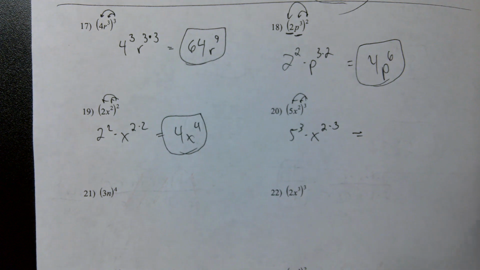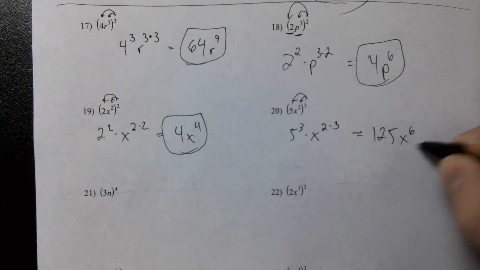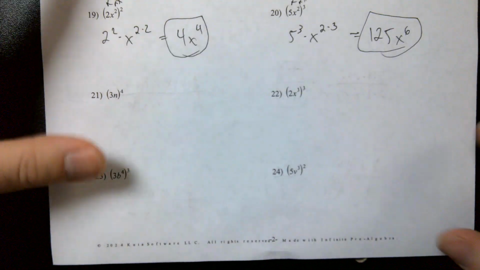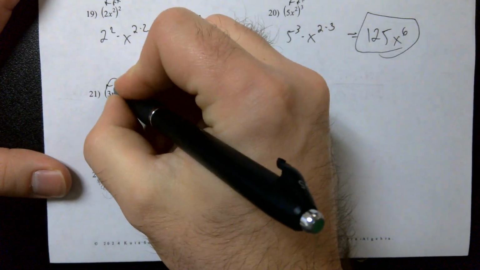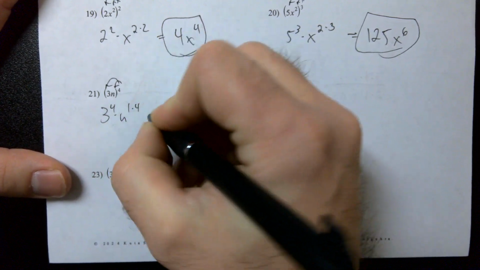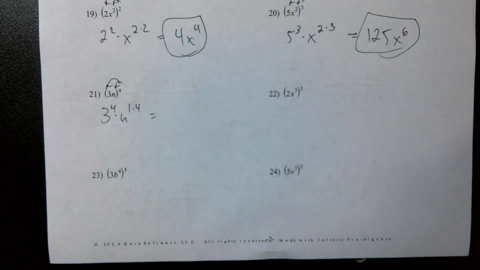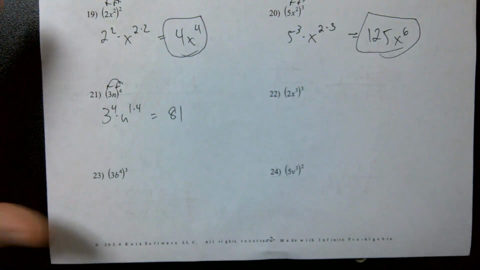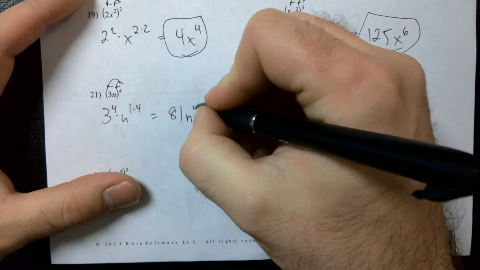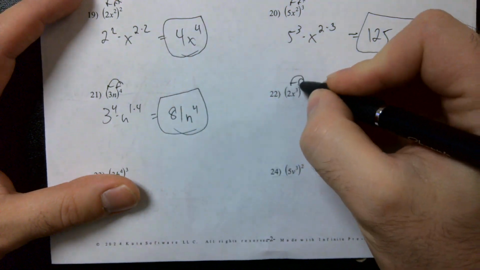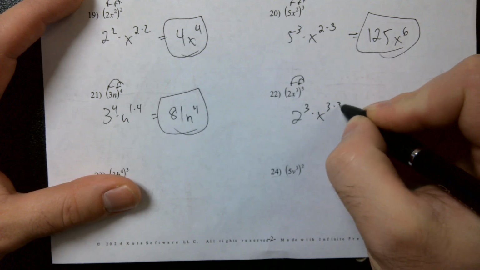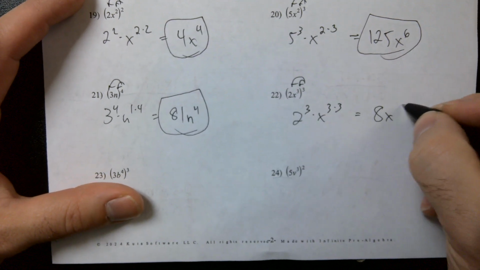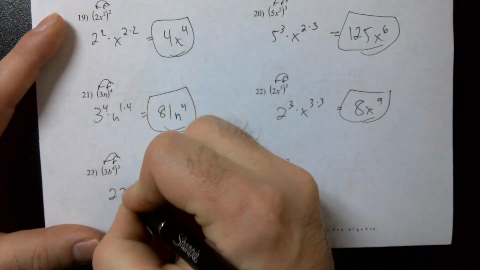What's 5 to the 3rd power? Is that 15? 125. Great job. 125x to the 6th. What's 3 to the 4th power? 81. 3 times 3 is 9. So 2 of those, 9 times 9 gives me 81n to the 4th. What's 2 to the 3rd power? 8. x to the 9th. Good. 27b to the 12th.